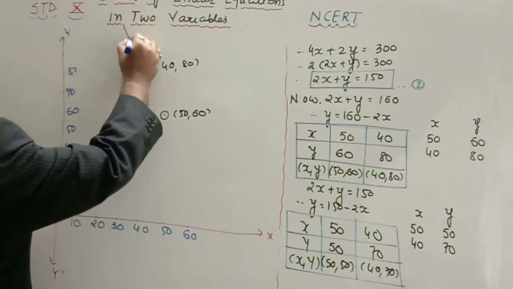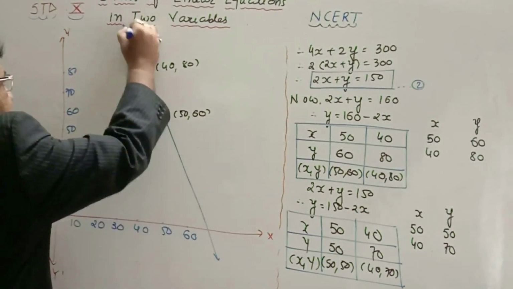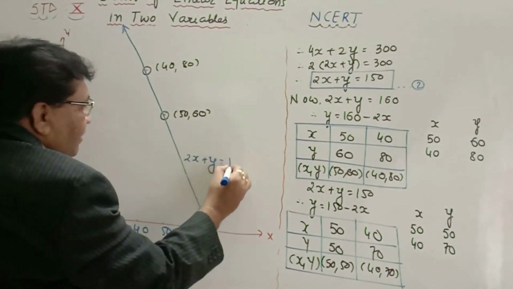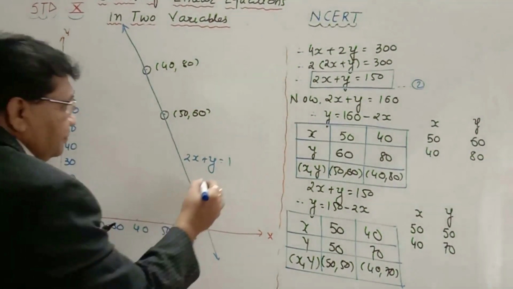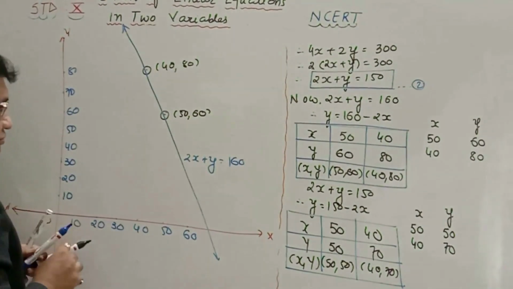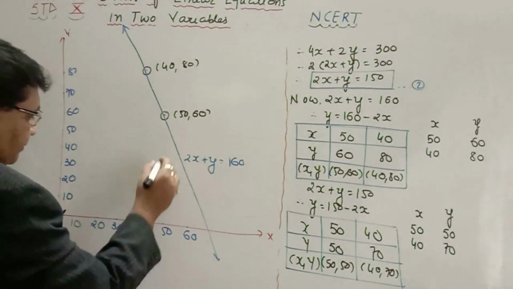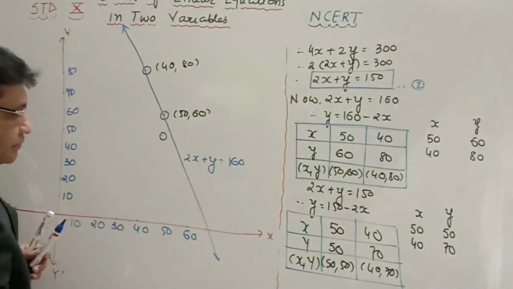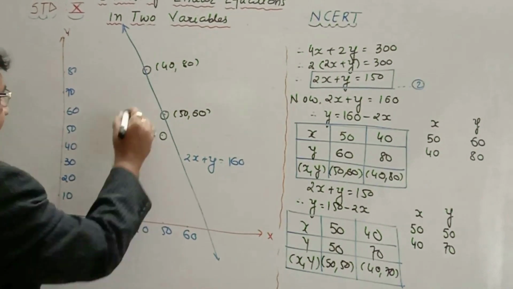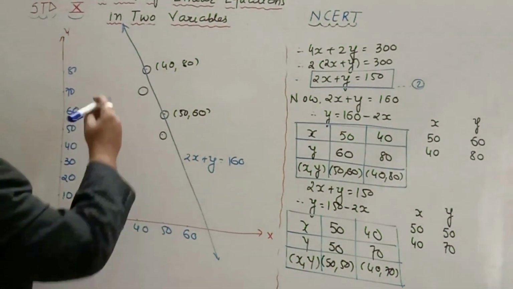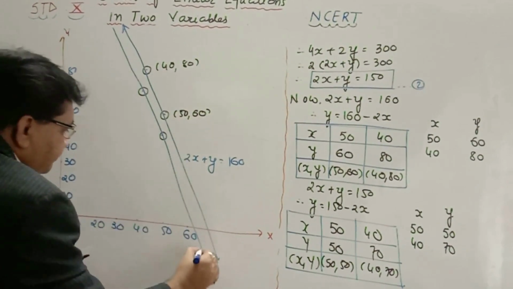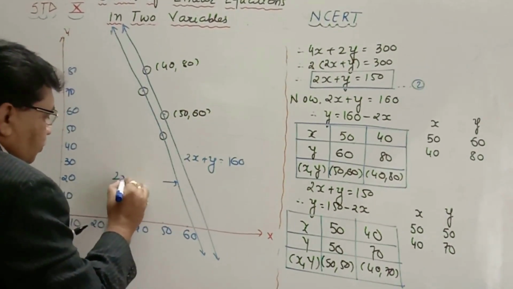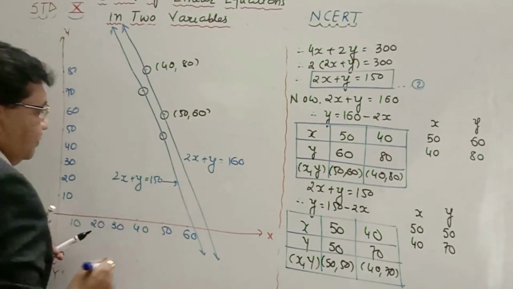We draw the graph. It is the graph of 2x plus y is equal to 160. Second, (50, 50), 50 and 50 is here. Then (40, 70), 40 and 70. Again we draw the graph. It is the graph of 2x plus y is equal to 150.